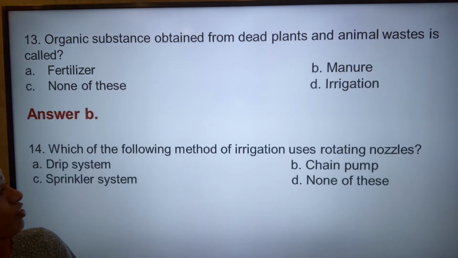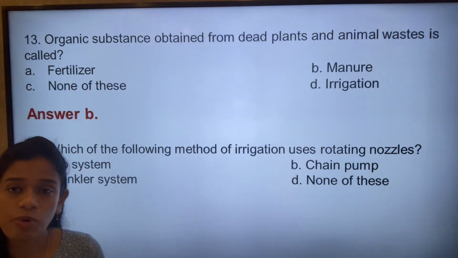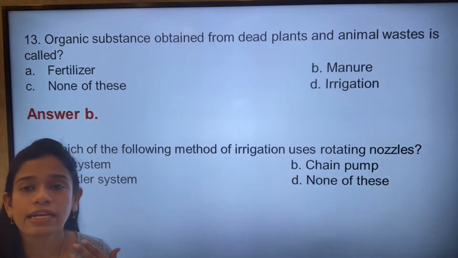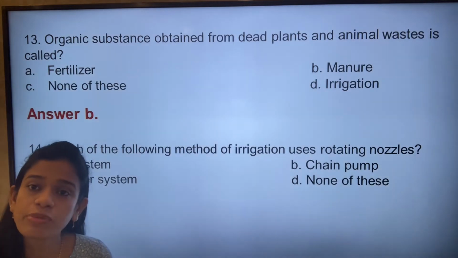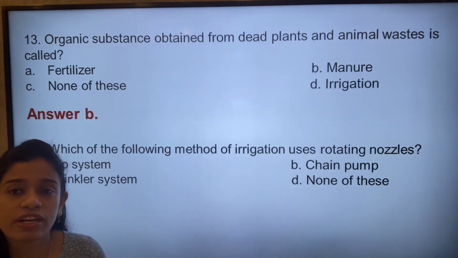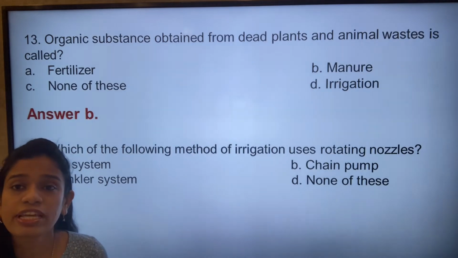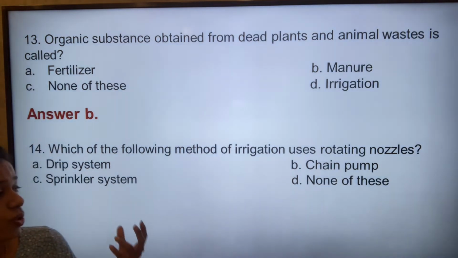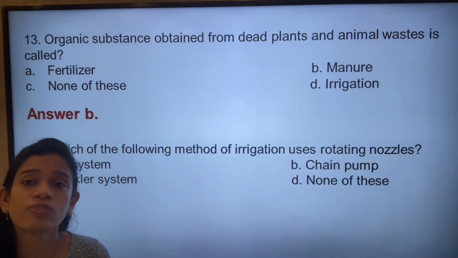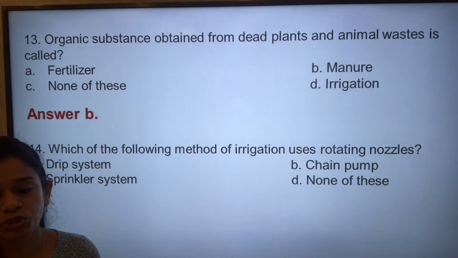Next one, which of the following methods of irrigation uses rotating nozzles? When we studied irrigation, we said that some methods of irrigation are primitive while some are very advanced. Under advanced methods, we discussed two types, sprinkler irrigation and drip irrigation. The special thing about sprinkler irrigation is that it spreads the water like a fountain. And how does it do that? It does it with the help of rotating nozzles, that is the sprinkler system of irrigation. So it is option C.